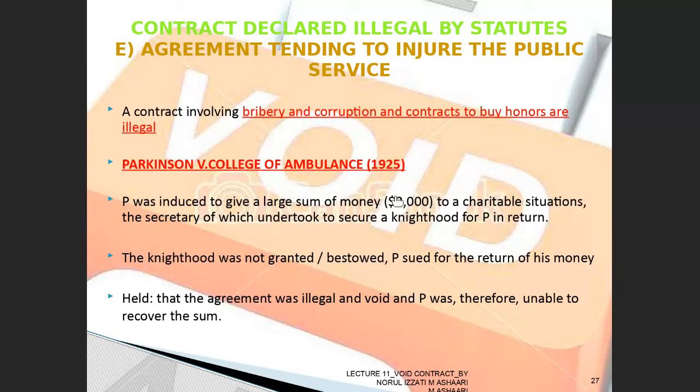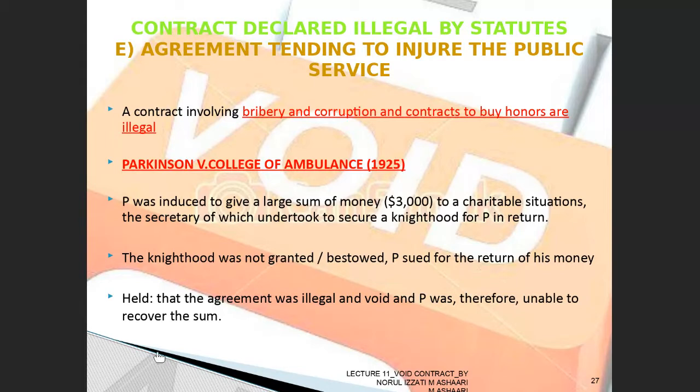So in this case, 3,000 pound. In that particular year, that is considered a very high amount of money to a charitable situation where the secretary of which undertook to secure a knighthood for P in return. Okay, so the knighthood was not granted, in this particular case, where at the end P sued for the return of his money.